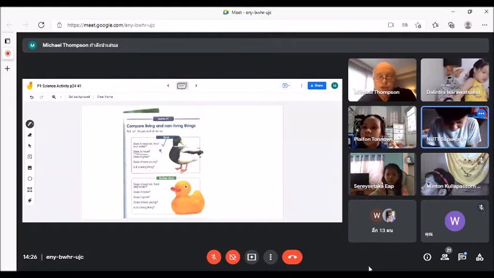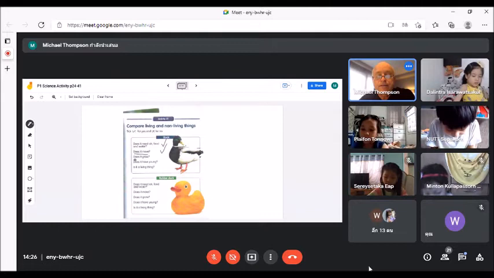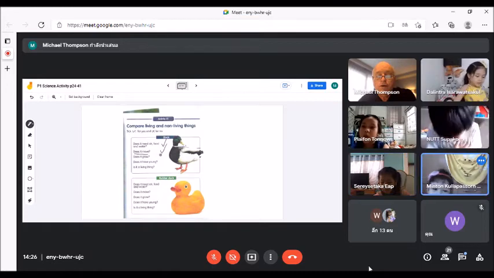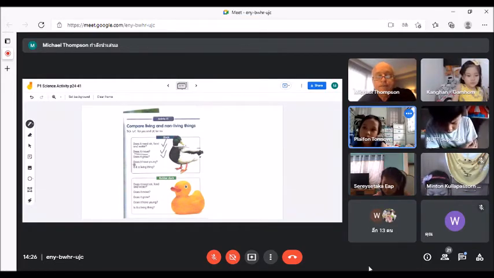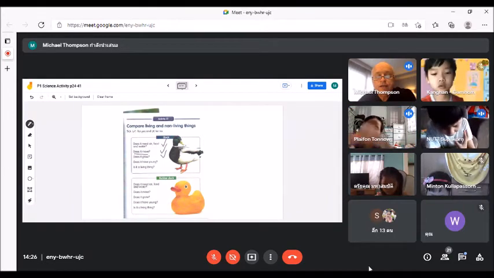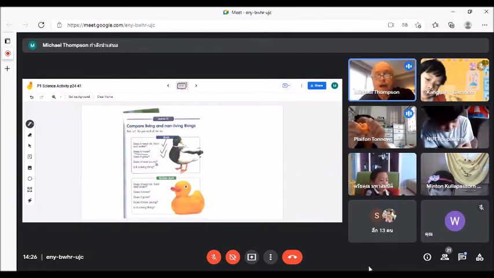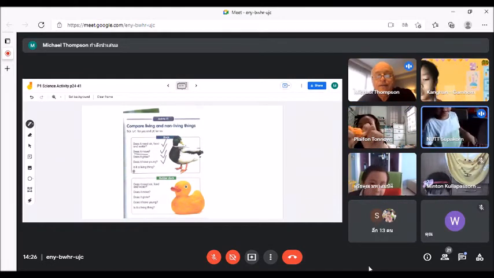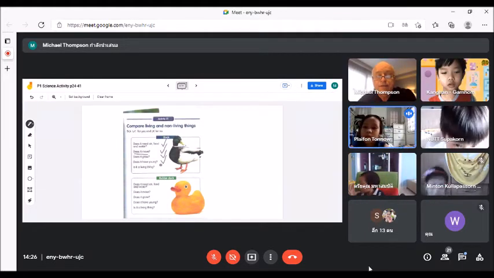Yes. Check mark. How about this one? What's it say? Does it grow? Yes, it does. Check mark. Does it have young or babies? Yeah. And is it a living thing? Yes.